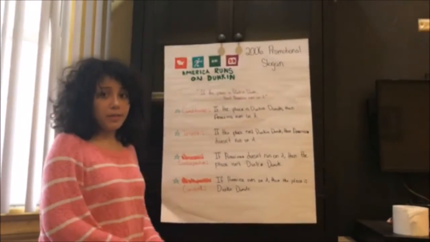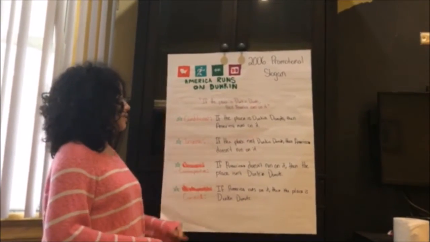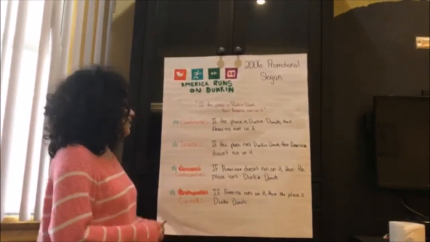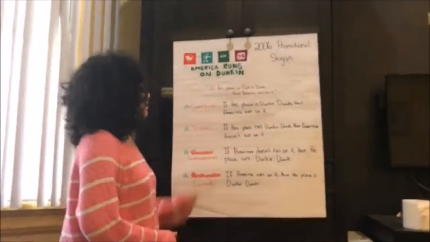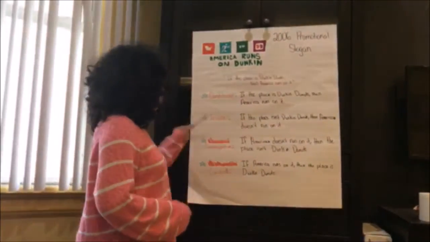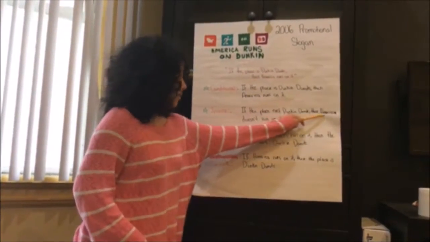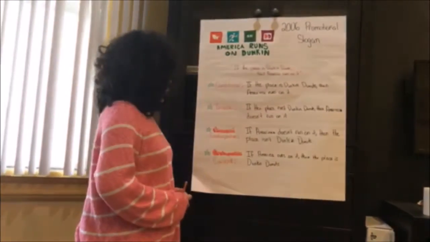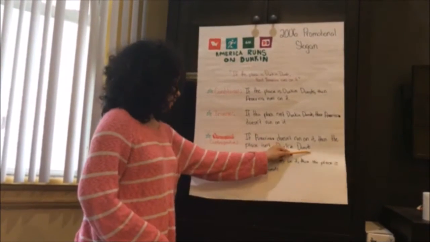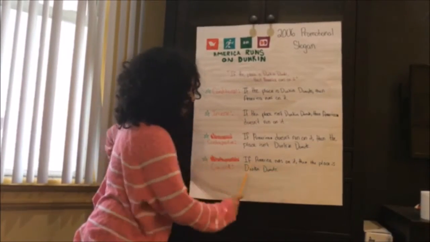so our final example for conditional statements is going to be taken from Dunkin' Donuts' 2006 promotional slogan, "America runs on Dunkin'." So the if-then statement that makes up the conditional statement would be, if the place is Dunkin' Donuts, then America runs on it. And, well, the inverse, the negative version of it, would become, if the place isn't Dunkin' Donuts, then America doesn't run on it. The contrapositive statement would be, if America doesn't run on it, then the place isn't Dunkin' Donuts. While the converse would be, if America runs on it, then the place is Dunkin' Donuts.